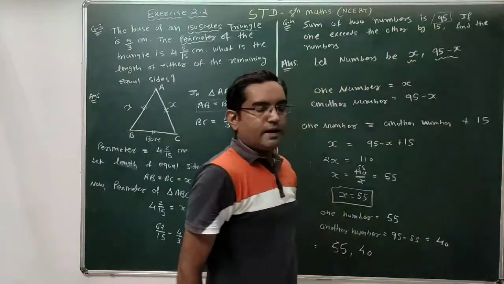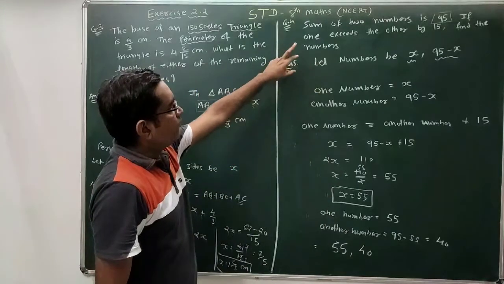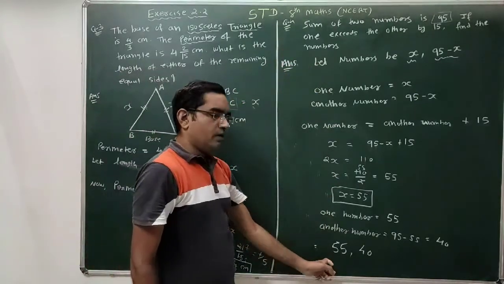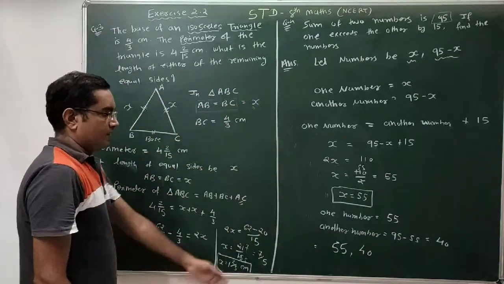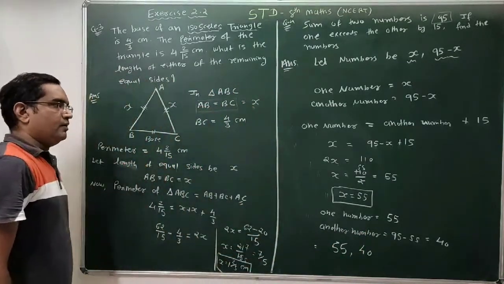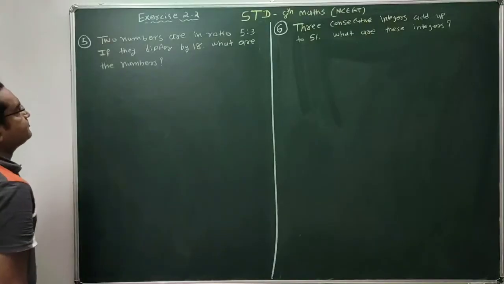The sum of these two numbers is 95 and one exceeds the other by 15. One number is larger than the other number by 15. Find those numbers. So the numbers are 55 and 40. Clear, students?